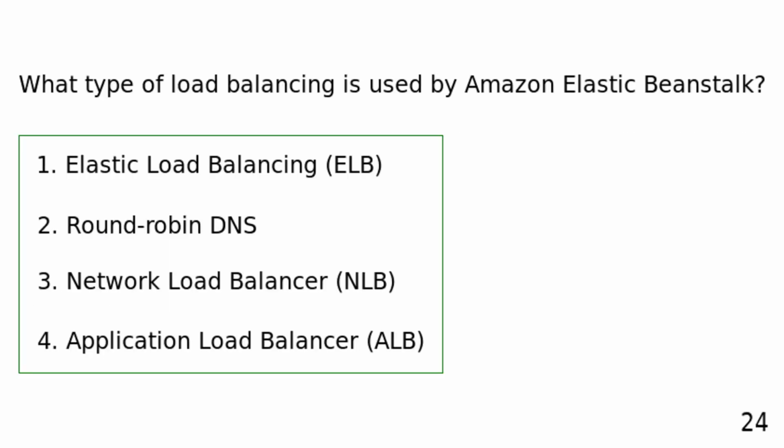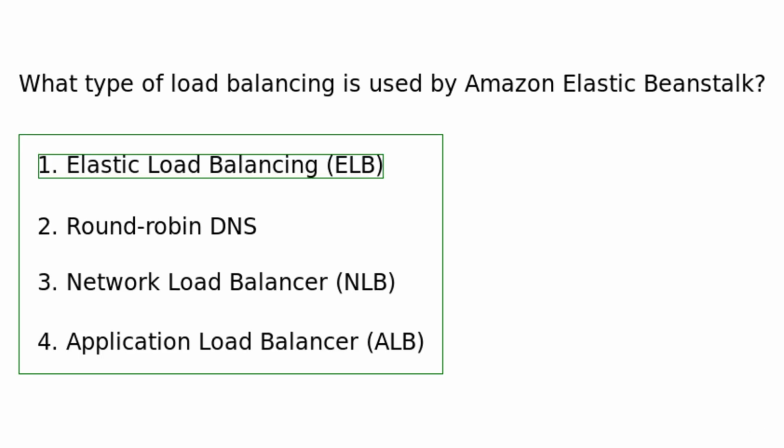What type of load balancing is used by Amazon Elastic Beanstalk? Elastic Load Balancing. Round-robin DNS. Network Load Balancer. Application Load Balancer. Elastic Beanstalk uses Elastic Load Balancing to distribute traffic across instances.